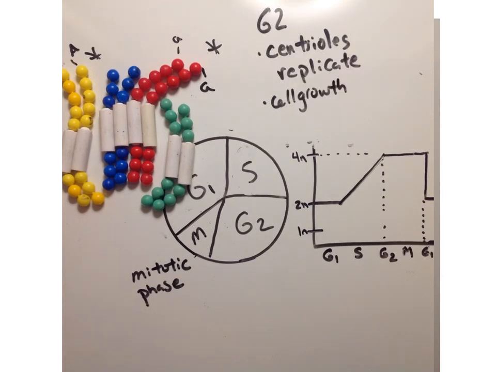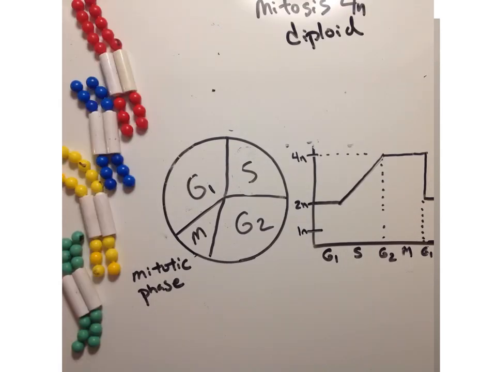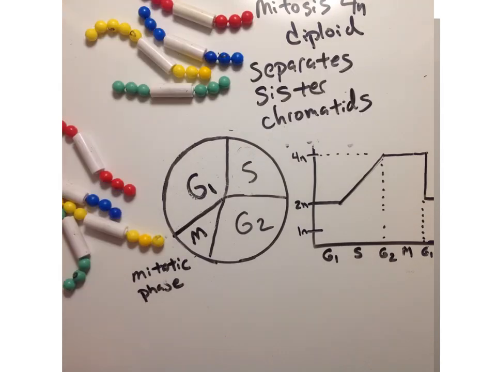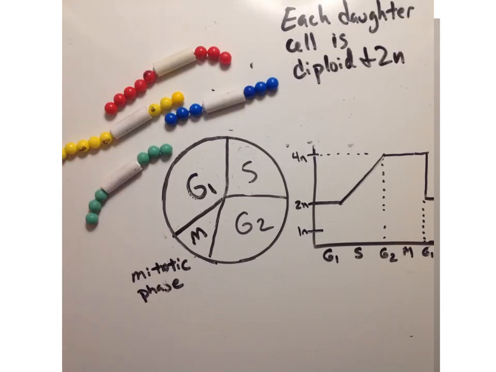During G2 of the cell cycle, the cell continues to grow and it replicates the centrioles, which will aid in movement of the chromosomes during cell division. At the beginning of mitosis, the cells are still diploid and the DNA content is 4N. Mitosis will separate the sister chromatids into 2 different cells. Each cell that's produced at the end of mitosis is diploid and 2N once again, and it can enter G1 and continue to cycle through the cell cycle.